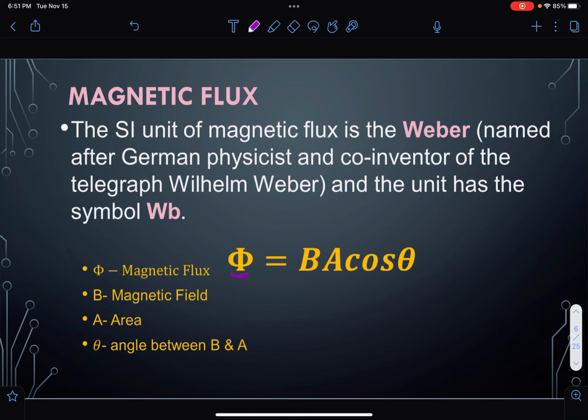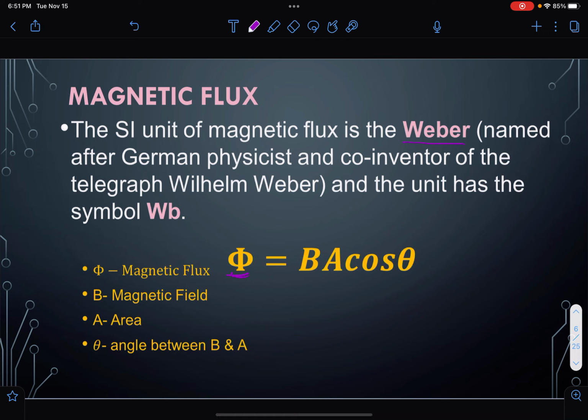Okay, so the SI unit for magnetic flux is the Weber. Or Weber, I'm not sure, I always say Weber, but it's named for a German physicist and co-inventor of the telegraph. So there you go. And the unit is a capital W with a lowercase b, okay?